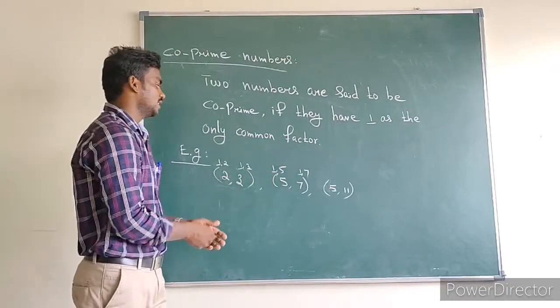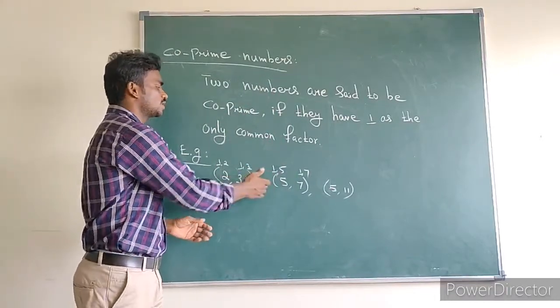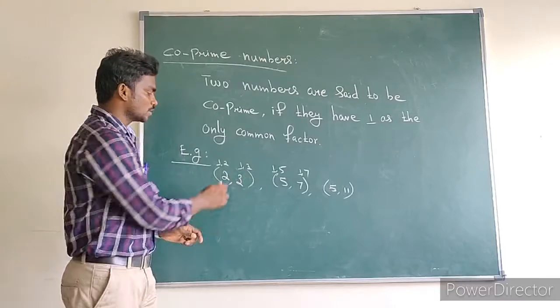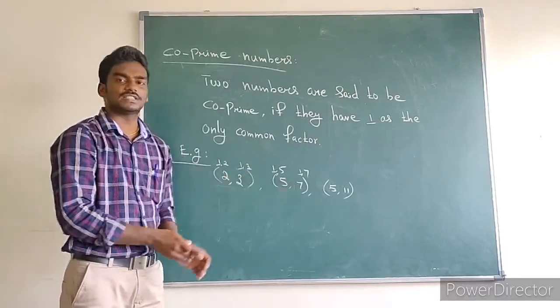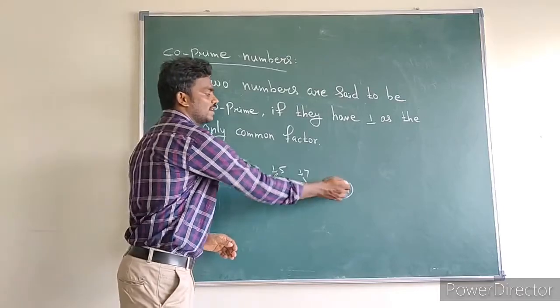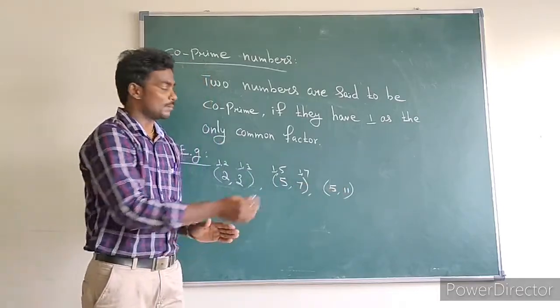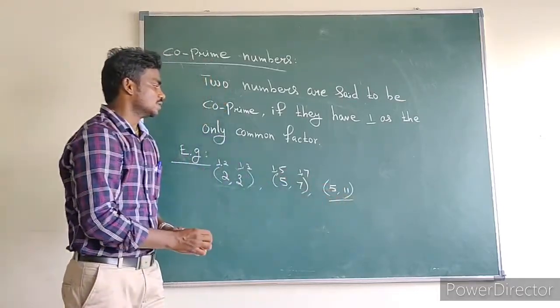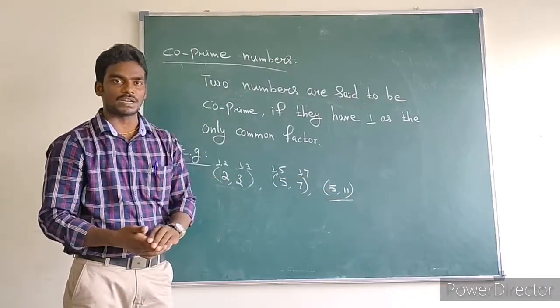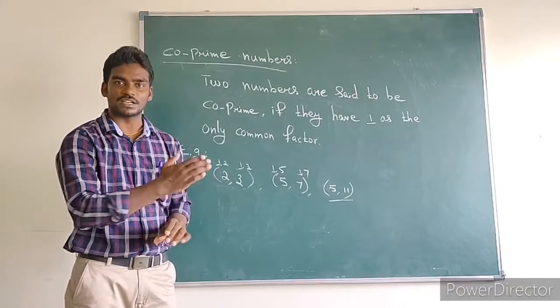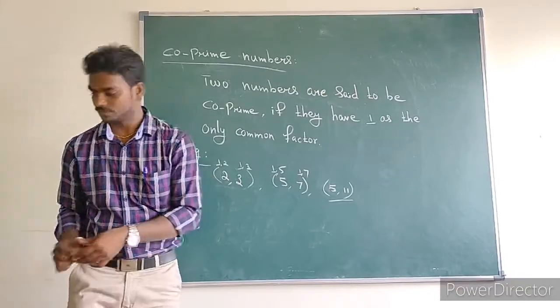And we learn these conditions. Every pair of consecutive numbers is co-prime. So, 2 and 3 are consecutive numbers, and 5 and 7 are not consecutive, but they are co-prime. And 5 and 11 are not consecutive, but this is also a co-prime pair. So for this condition we learn that every pair of consecutive numbers is co-prime, but every co-prime pair is not a pair of consecutive numbers, right?